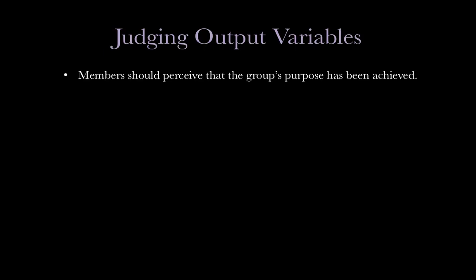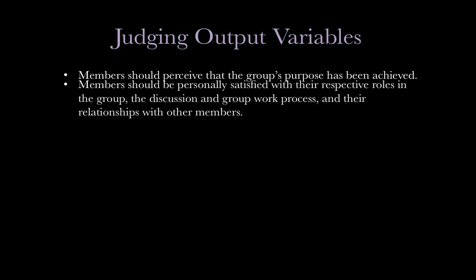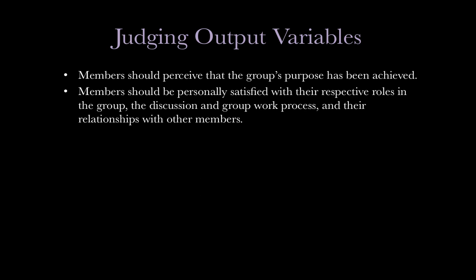But when you have an outcome, you kind of also need to step back and evaluate if it's sufficient. So here are some steps for judging those outcome variables. As members, you should step back and perceive that the group's purpose has been achieved. At the end of the semester, you should be able to step back and say, we did it. We did what we set out to do. We were successful. You should have a sense of accomplishment. You as a personal member of the group should be satisfied with your respective role, your discussion in the group work process, and your relationship with other members. Really, you can judge an output variable by looking at members' individual happiness and success in the group.